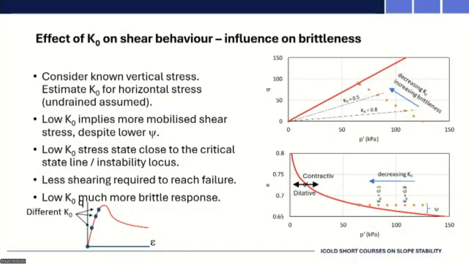If you have a high K0 value, so close to 1, you start at the floor here basically, and when you shear the sample, it will go up, reach the peak, and only then behave brittlely. So you have a lot of scope to take a trigger to initiate a liquefaction.